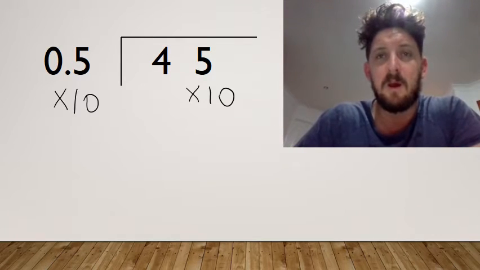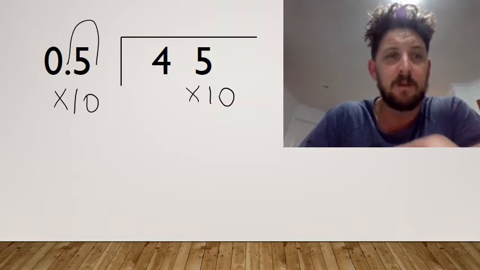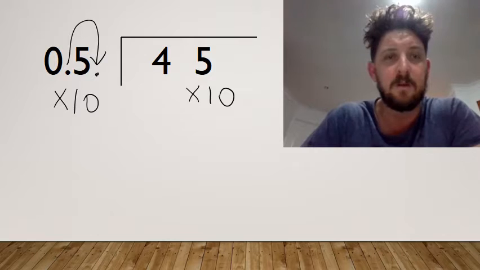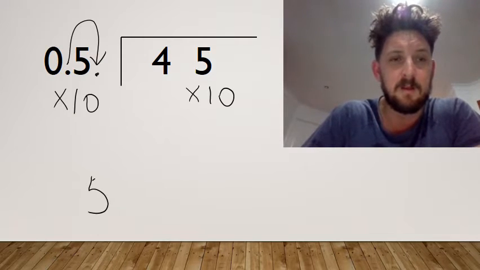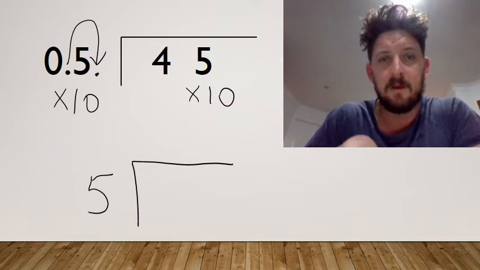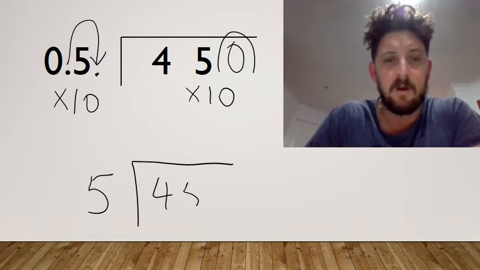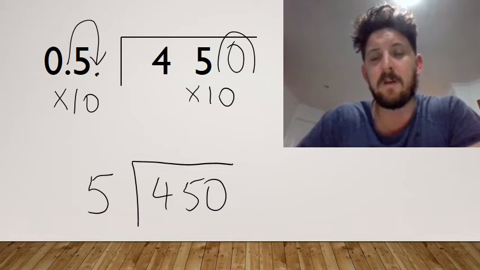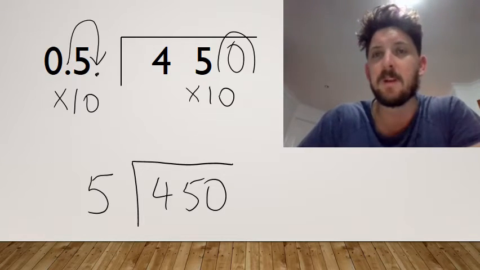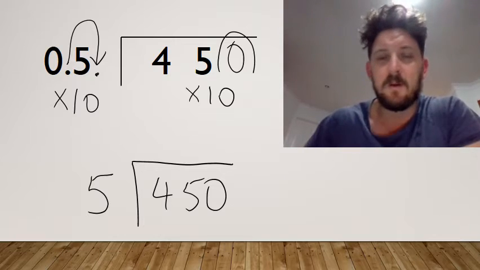Now, knowing our rules from before, if I go 0.5 and multiply by 10, I jump one spot. So I'm going to rewrite down the bottom here 5. And I do the same thing here, I'm going to add in a 0. So now I change it to 450 divided by 5. Well, how many times does 5 fit into 450? I can then go about doing my sum.